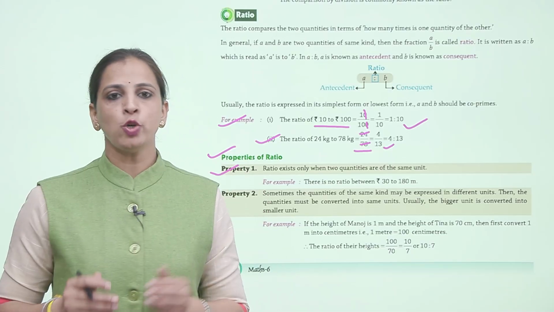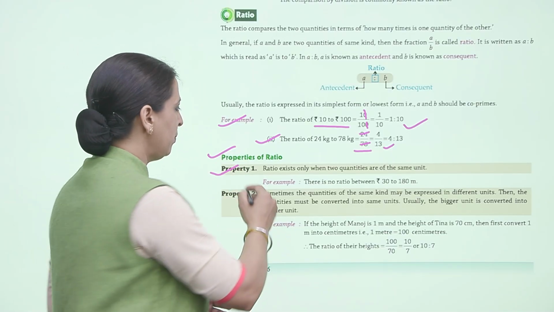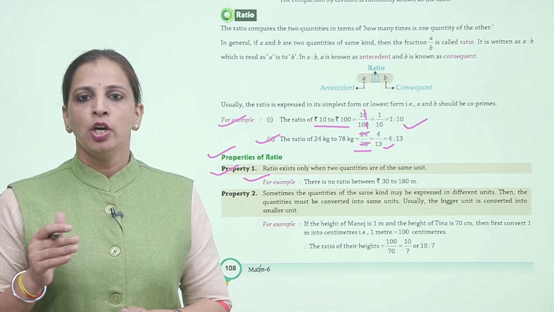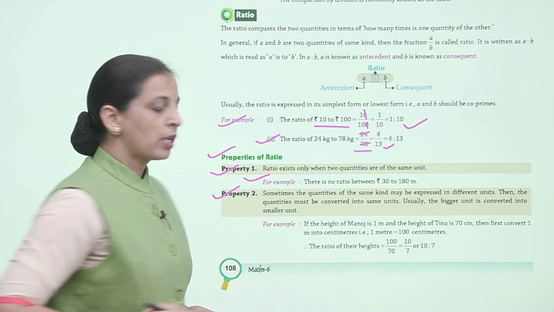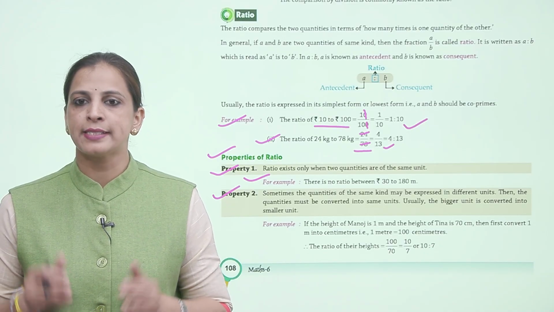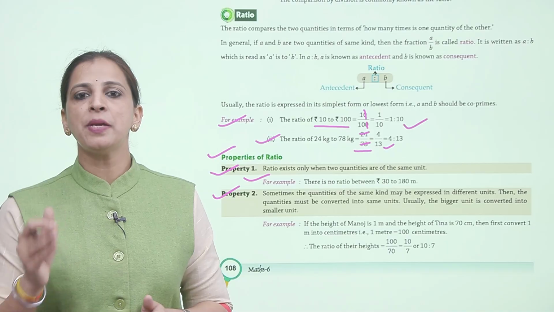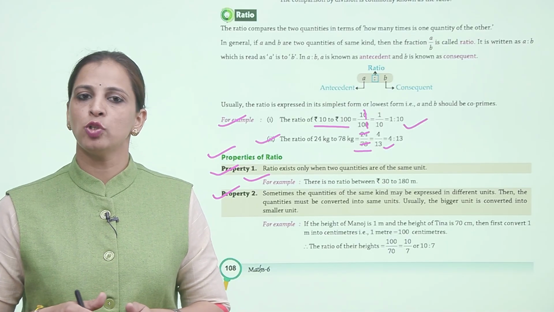Now, properties of ratios. Property 1, ratio exists only when two quantities are of the same unit. For example, there is no ratio between rupees 30 and 180 meter. Now, property 2, sometimes the quantities of the same kind may be expressed in different units. Then, the quantities must be converted into the same units. Usually, the bigger unit is converted into smaller units.